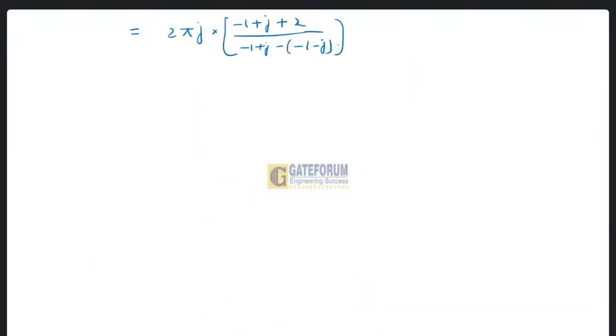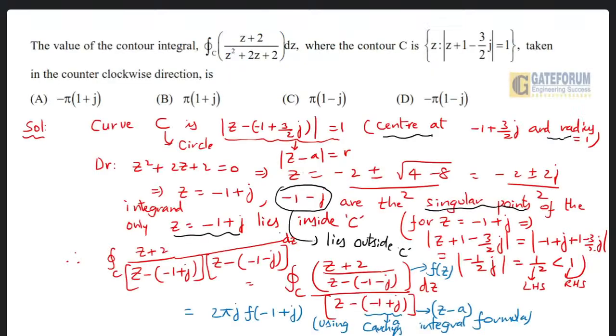Now this simplifies to 2 pi j, numerator 1 plus j, divided by the denominator: minus 1 plus 1 got cancelled, this is 2j. The 2j prefactor cancels, and you will get pi times 1 plus j. So this is the answer. Accordingly, the option is B. This is the end of the question.